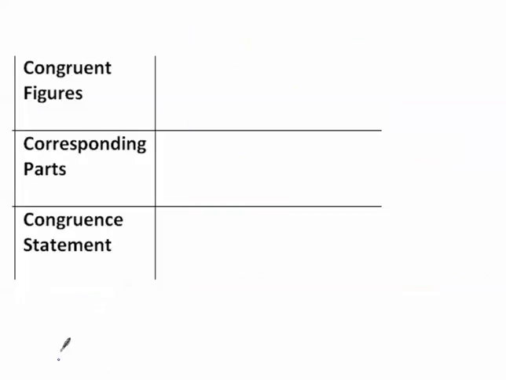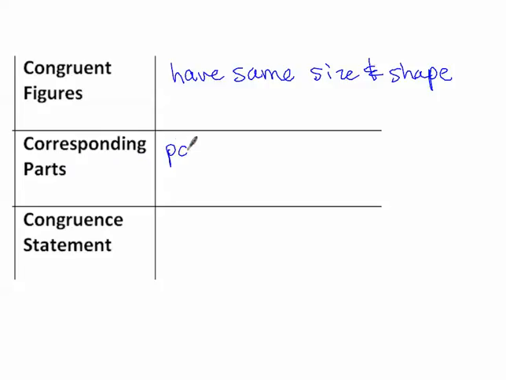Moving along. Congruent figures. Congruent figures have the same size and shape. The corresponding parts are the parts in the same positions.